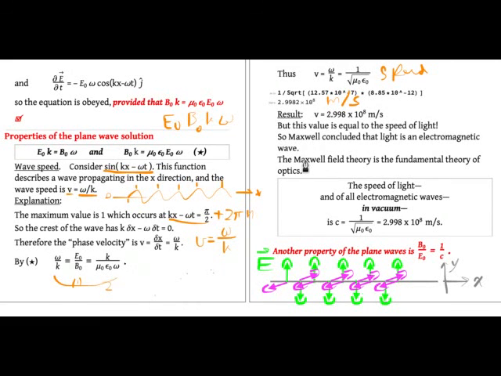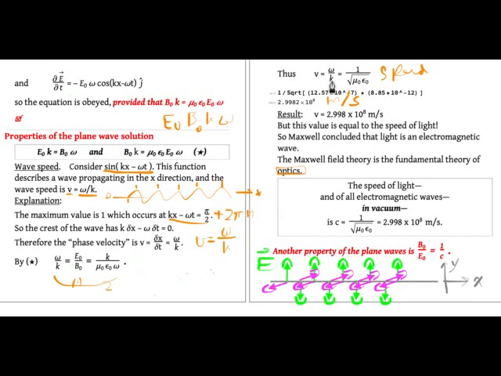And that makes Maxwell's field theory the fundamental theory of optics. Optics is the theory of light. And not just visible light. You would have the same speed for any frequency and for any wave number. So these wouldn't have to be optical waves. They could be radio waves, or they could be X-rays.